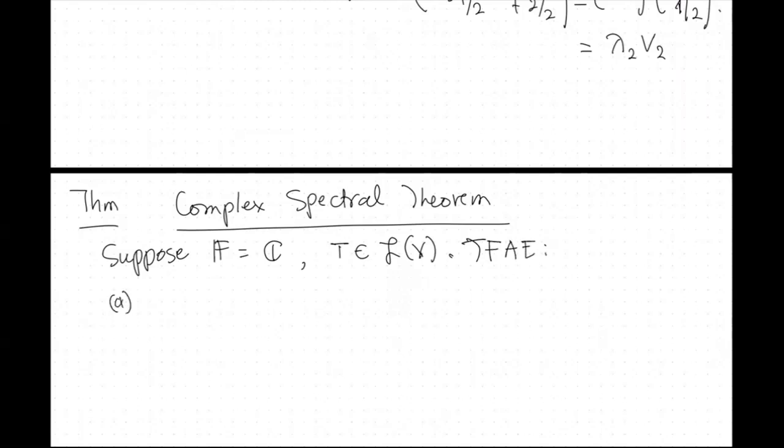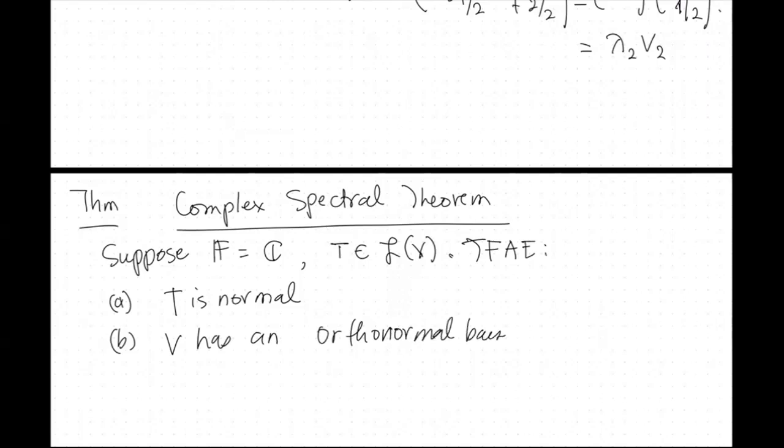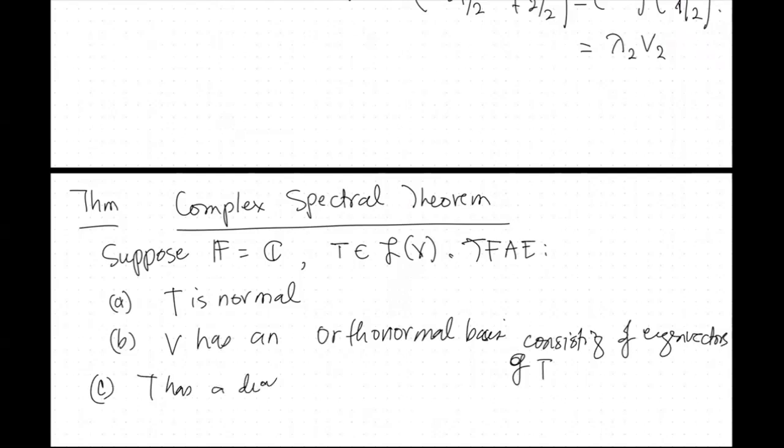Number one, letter A: T is normal. Letter B: V has an orthonormal basis consisting of eigenvectors of T. Letter C: T has a diagonal matrix with respect to some orthonormal basis of V.